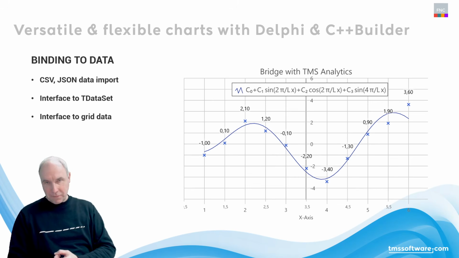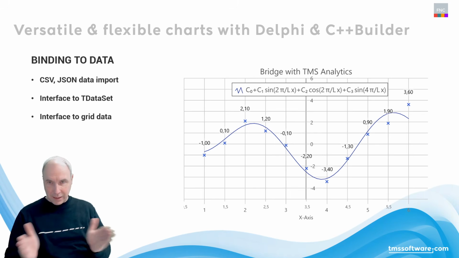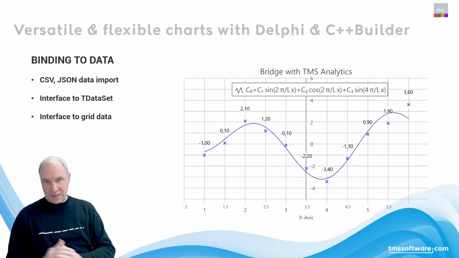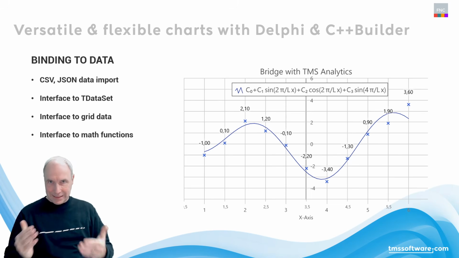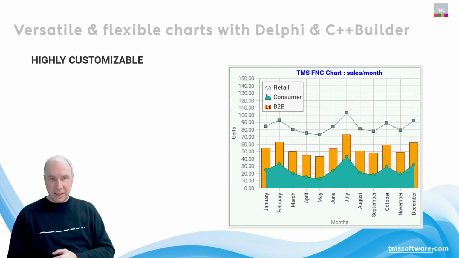You can also interface it to our FNC Data Grid. That means that you have a rectangular area of data in the grid, and you can set up the synchronization between that data in the grid and the charts visualized in our FNC Chart component. And finally, we also interface with our TMS Analytics package that is responsible for parsing and also calculating mathematical functions. As you can see on the screenshot, here is a visualization of a mathematical function in our FNC Chart.